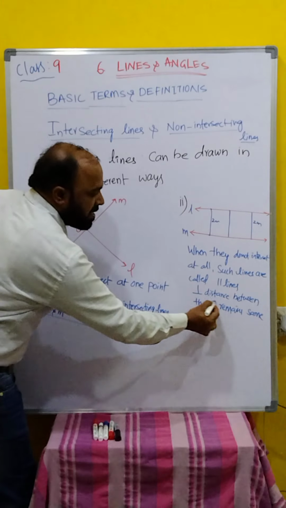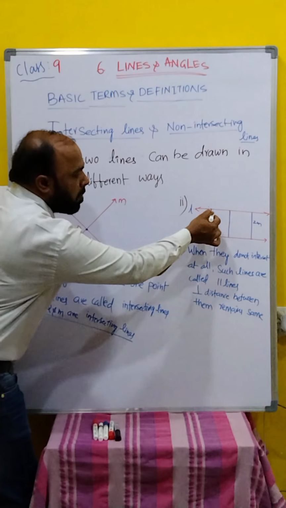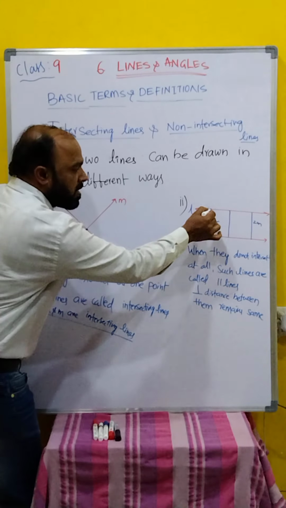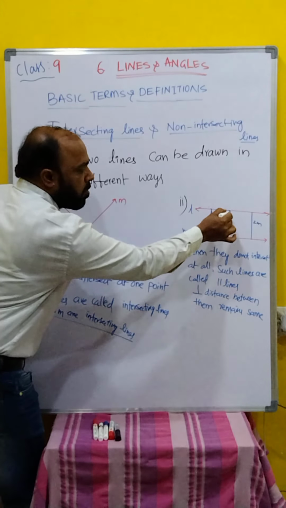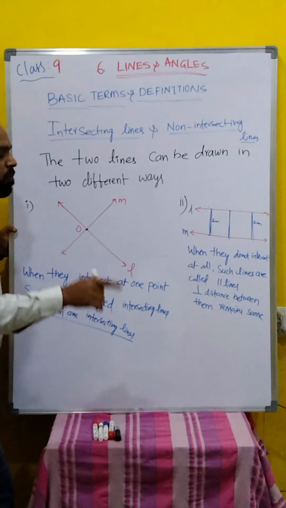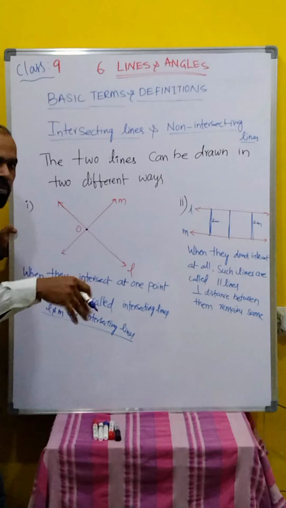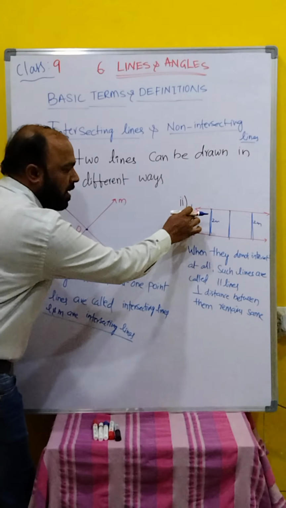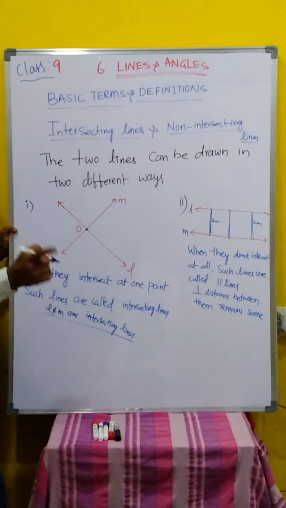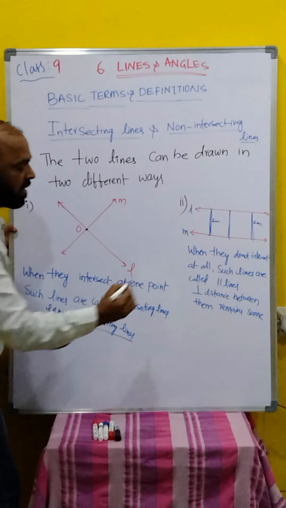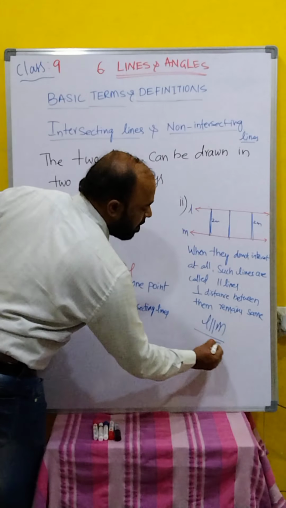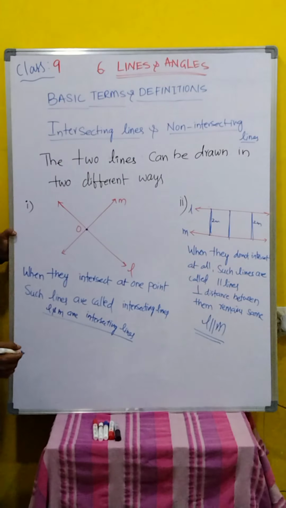The perpendicular distance between the lines L and M: the first point is 2 meters, the middle also 2 meters, and here also 2 meters. Then the perpendicular distance is always the same at any point. Suppose you select any point, it is the same. That type of lines are parallel lines. Then how to write this? L is parallel to M. Parallel lines you can write as L parallel to M.